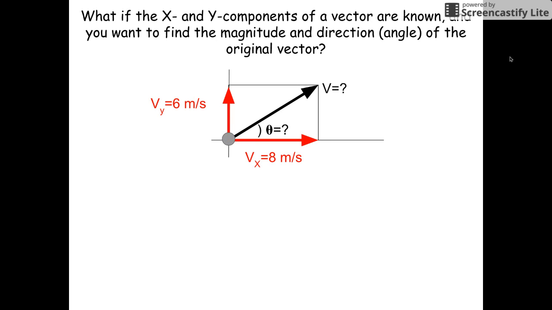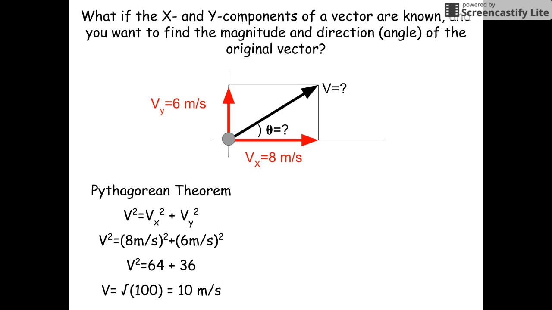So let's take the example that we had used earlier. Let's pretend that we just know that we have a vector where the x piece is equal to 8 meters per second and the y piece is equal to 6 meters per second, and we want to find out what is the overall magnitude of the vector and what is the angle that it makes with respect to horizontal. I hope that you are, again, recognizing that there's really a right triangle embedded in this picture. In fact, there are two, but we're probably going to use just one of them. We're going to use the Pythagorean theorem to find the diagonal, and then we're finally going to use the tangent function to get the angle.